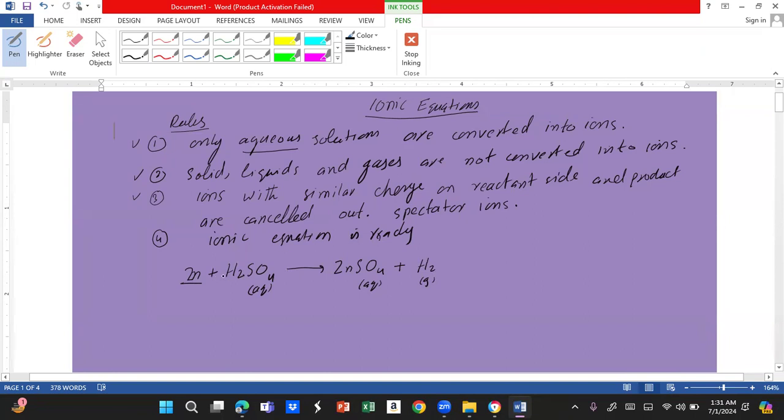Okay, students, in making ionic equations, you must be clear with the states. You know, zinc is a metal; it should be solid. Sulfuric acid is aqueous. Zinc sulfate is a soluble salt. It is aqueous. Hydrogen is a gas. So, rule number one: only aqueous solutions are converted into ions. So ions will only be made for aqueous solutions.